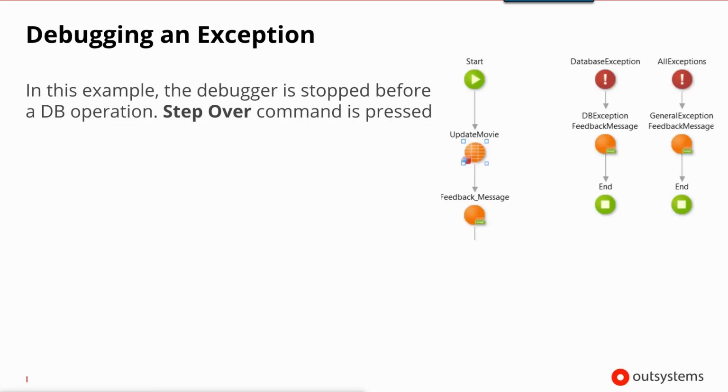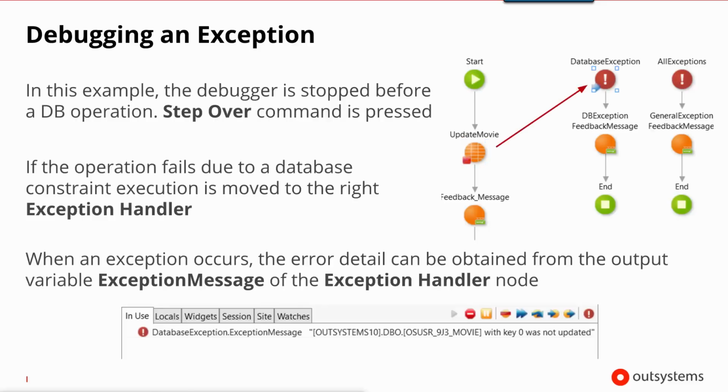Let's look at a practical example. In this particular case, the debugger is stopped before a DB operation. We want to update a movie, and we press step over with the intent of carrying on. However, there was a database exception. We actually have two exception handlers, one for database and one for all exceptions. But since the exception was the database exception, we will catch it with the most specific one. So the code execution moves to the database exception handler. As you can see at the bottom of the screen, when an exception occurs, the details of this exception can be obtained from the output of the exception handler node.